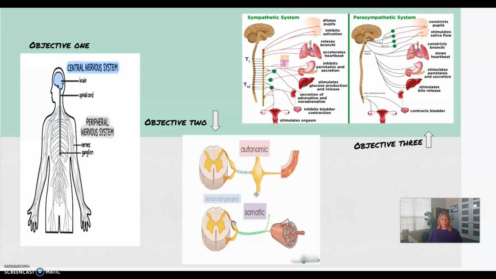Sympathetic activation prepares us for fight or flight. We've all heard that saying. While parasympathetic activation is associated with normal functioning under relaxed conditions, so your everyday life. And that is 3.3.